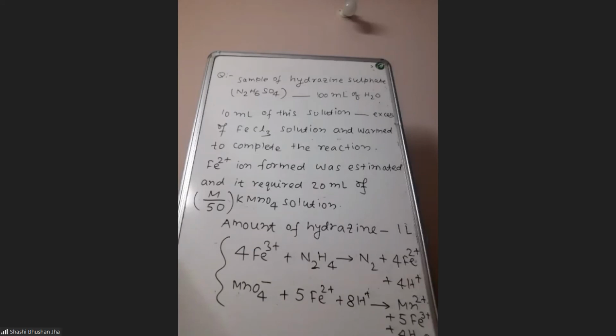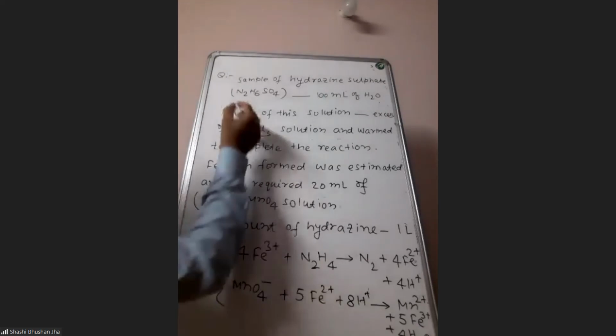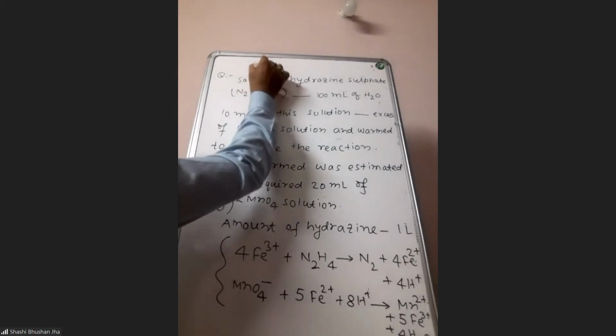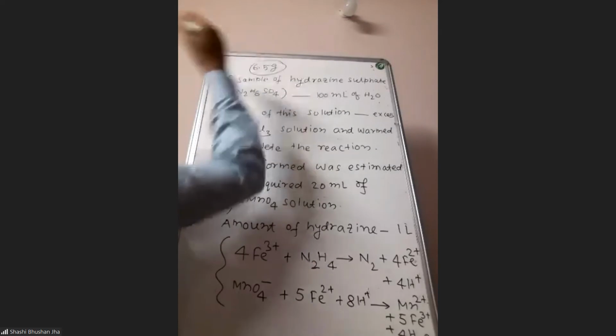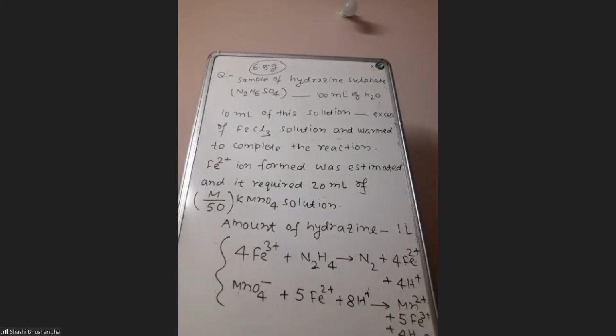Sir, what is the answer, sir? The answer is 6.5 gram. 6.5 gram is the answer. They're asking you the amount of hydrogen sulfate. So you take hydrogen sulfate here.